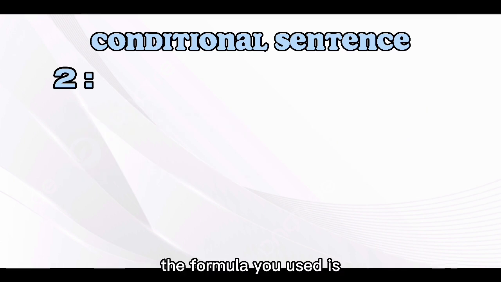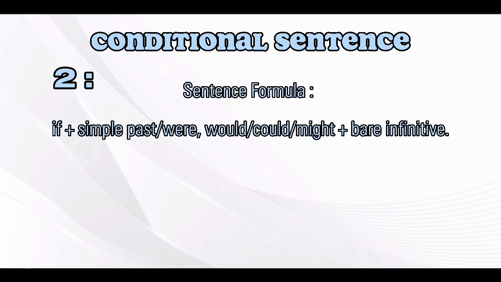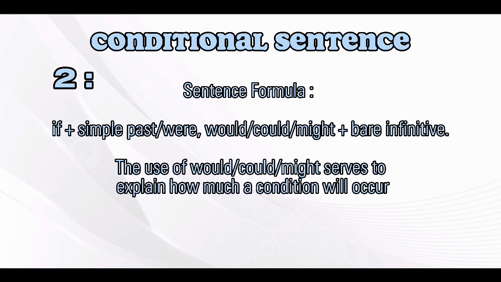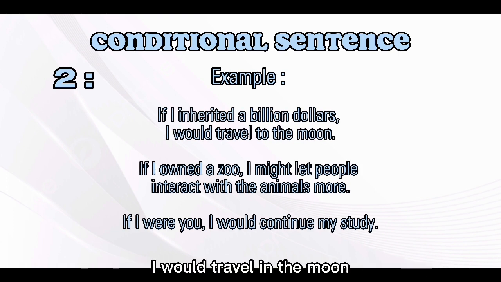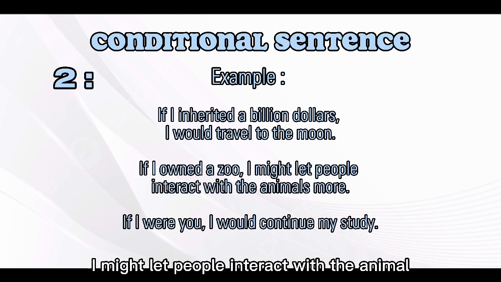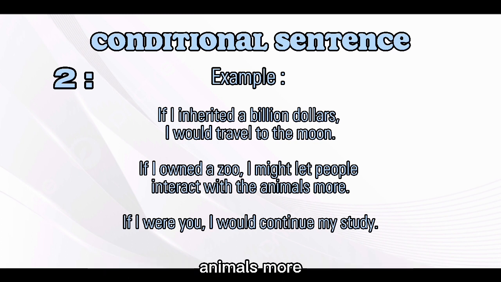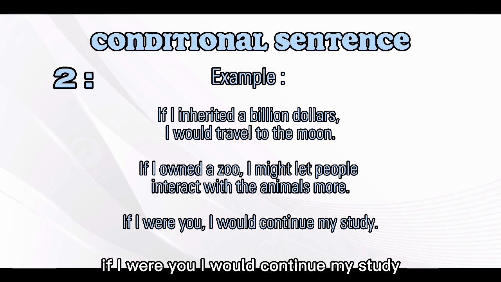In this sentence form, the formula used is if plus simple past, with would, could, might, and bare infinitive. The use of the words could and might serves to explain how likely a condition is to occur. For example, if I inherited $1 million, I would travel to the moon. If I owned a zoo, I might let the people interact with the animals more. And the last, if I were you, I would continue my study.